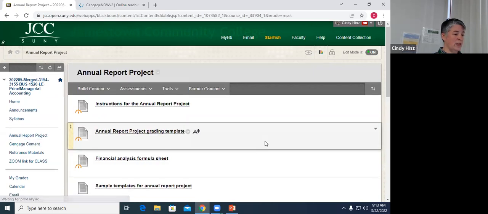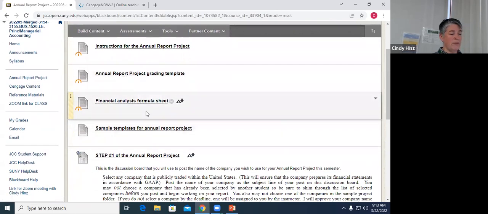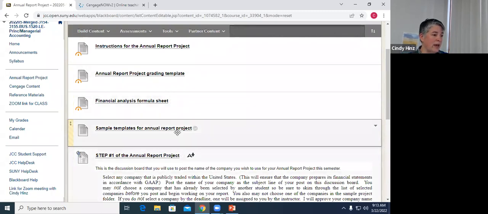There are also in the annual report project area, remember there's a formula sheet here. This is based on chapter 14 in financial accounting. So all of the formulas you need for the project are here. And there's also a link to sample Excel templates if you like. If you like using Excel for your calculations, you are welcome to use these. Just keep in mind they're sample templates. They may not be a 100% fit for what you need, but they're certainly better than starting from scratch. So feel free to use those.